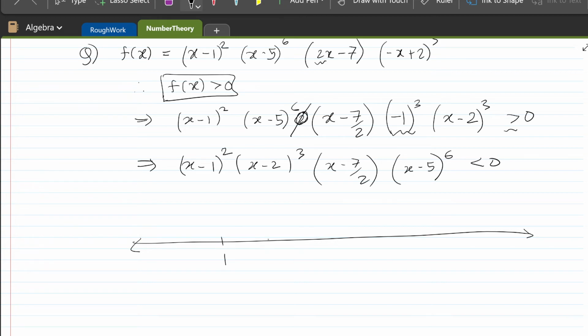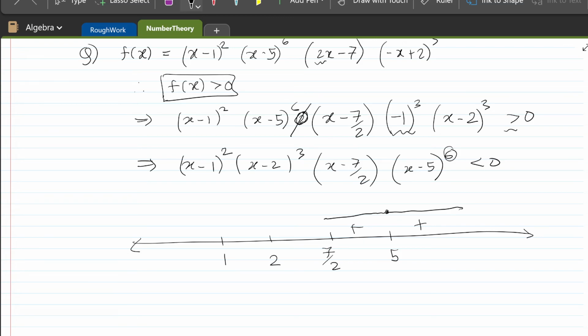So we have 1 here, 2 here, 7 by 2 here, 5 here, right? And we are going to start with the greatest number, 5. So on the right side of 5, all the factors will be positive and the entire expression will be positive. We'll start from the upside and this will be a plus. Now we hit a root. So we have to look at the power of the factor. So this is 6 and it is an even number. So it will have no effect on the sign. So we'll continue with the same sign.